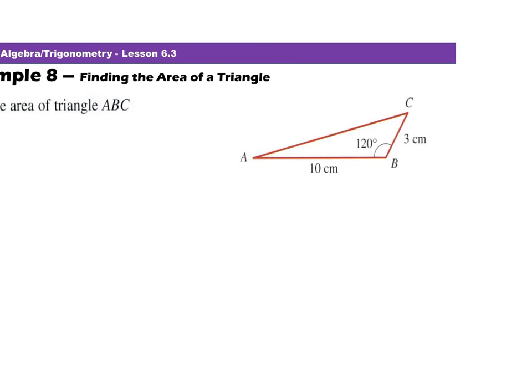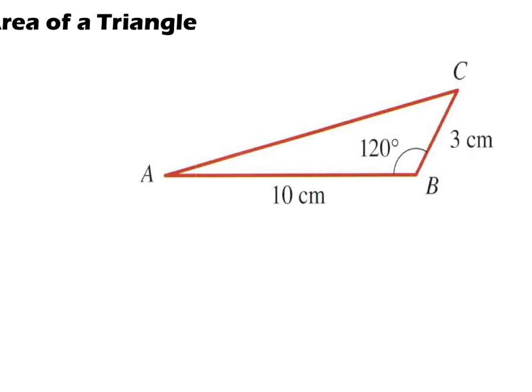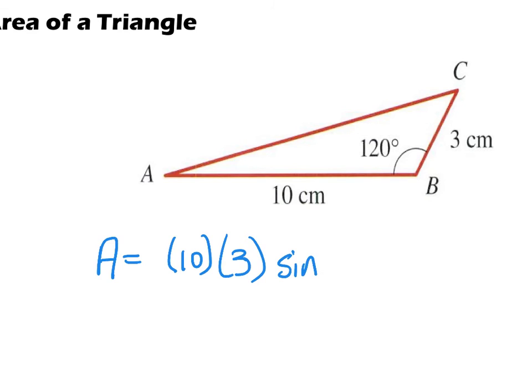To find the area of this triangle, I can't use base times height because I don't have the height. It's not a right triangle. So your formula would be just like this. Area equals. All right, what's one of the sides? 10 times, what's the other side? 3 times the sine, you always use sine, of the angle in between. What's the angle in between?